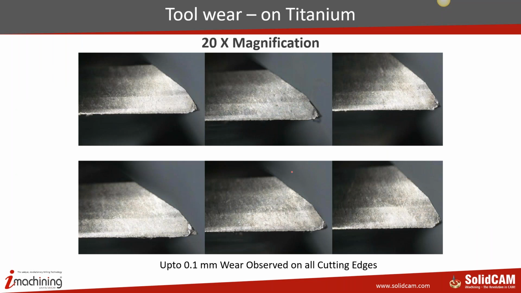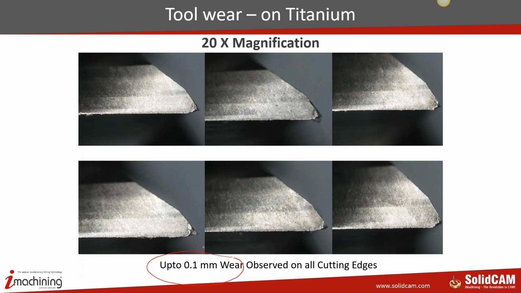And after this was done, the tool was put under 20X magnification to check the wear of the tool. And what was observed was a 0.1 millimeter wear, uniformly on all the edges of the tool. Now this is at 20 times the magnification. So if you look at it with the naked eye, or even if you feel the edge, you will see that actually nothing had happened in spite of going so aggressively into the material on that particular machine with these tools.